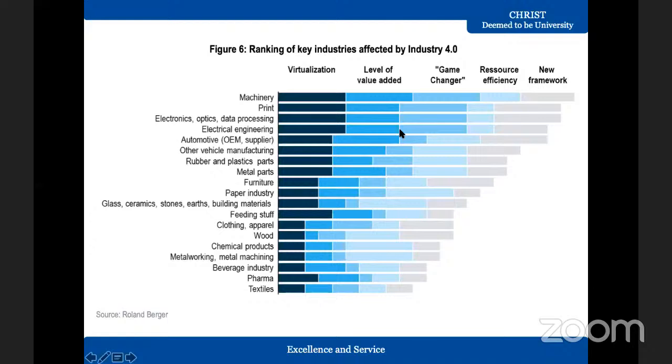Then comes the level of value added. Industry 4.0 really adds value to your industry and profit. And this will be the game changer in future GDP growth. And the resources can be efficiently utilized. Resources means man, machine, method, material, money. All these resources can be efficiently utilized if you adopt Industry 4.0, right? And these 4 things will join together. How it is going to make a new framework, we are going to see in forthcoming slides.